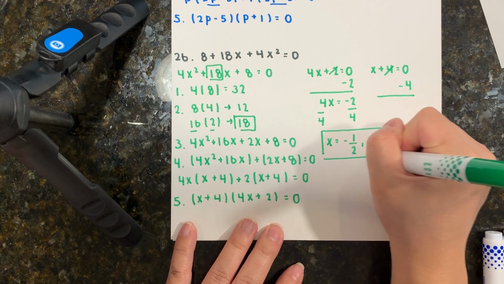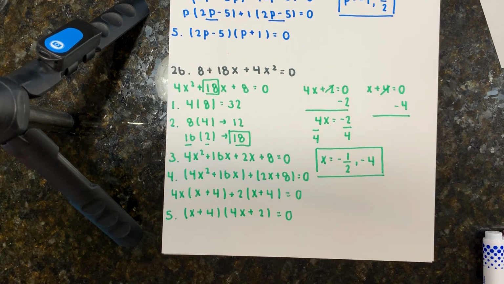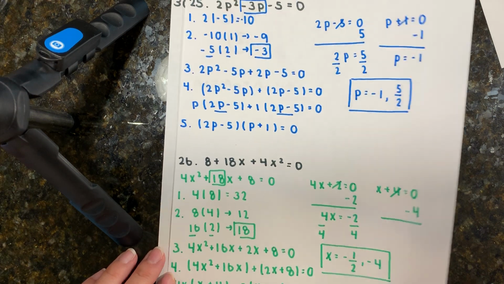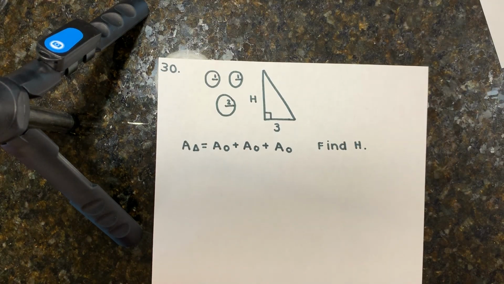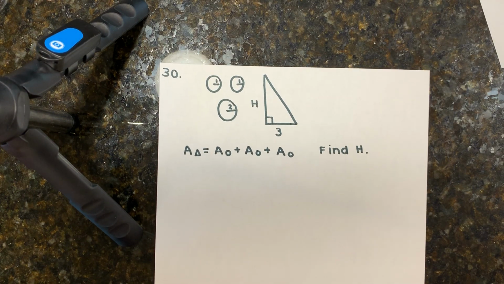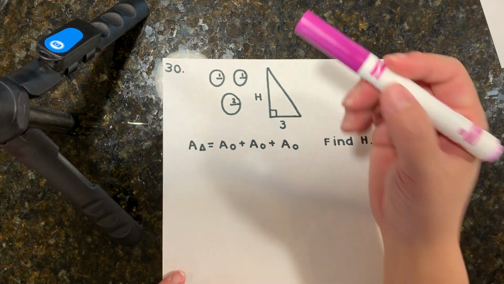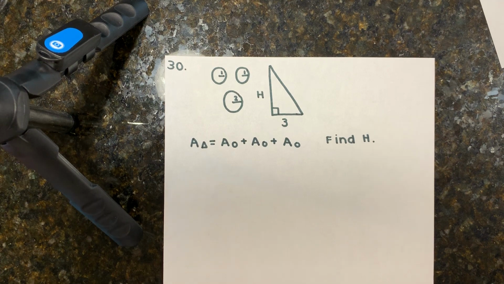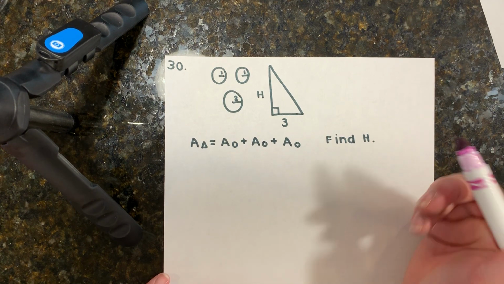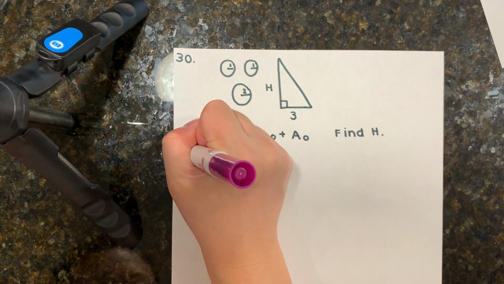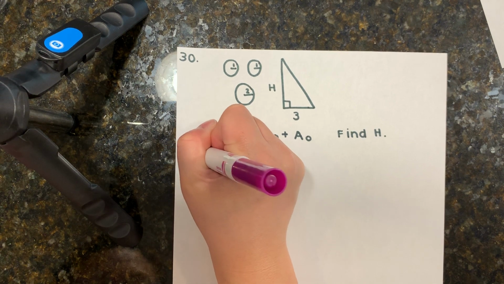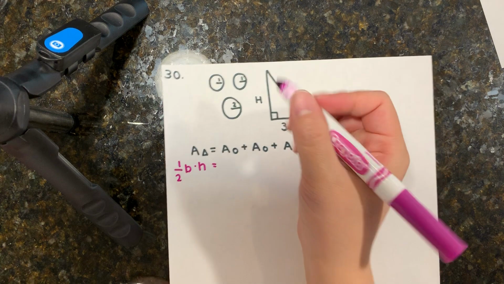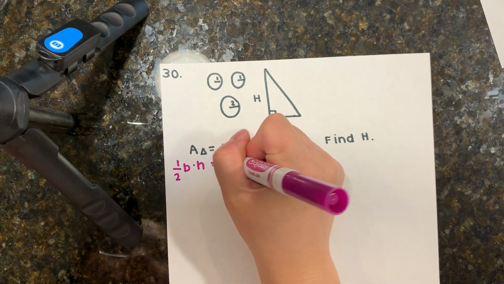Okay, so that concludes all the new problems from lesson 105, but I also want to do number 30 as well, because that problem is one that has shapes, and I know how much you guys love shapes. So number 30, it says the area of the triangle is going to be equal to the area of all 3 of those circles added together. The way you find the area of the triangle is 1/2 base times height. And the area of the circle is obviously pi r squared.